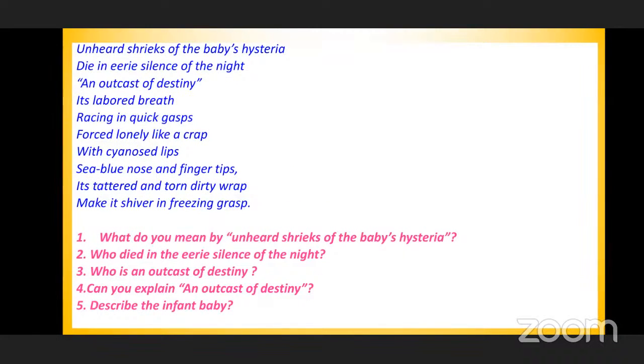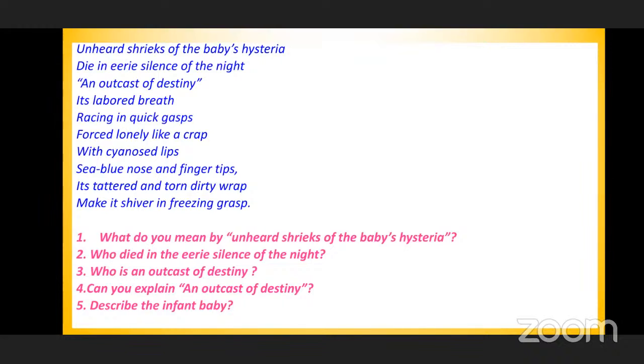Unheard shrieks of the baby's hysteria die in eerie silence of the night, an outcast of destiny, its labored breath racing in quick gasps, forced lonely like crab with cyanized lips, sea blue nose and fingertips, its tattered and torn dirty wrap make it shiver in freezing grasp.